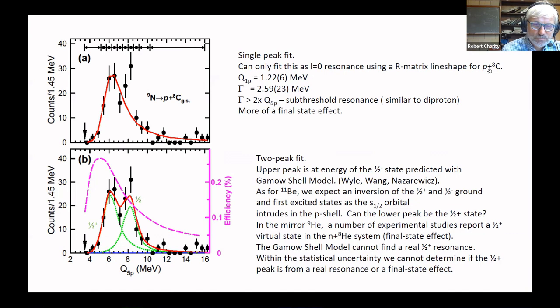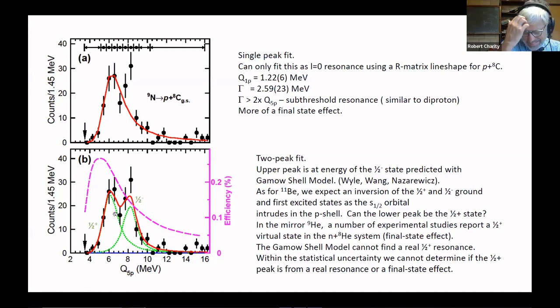Yeah. Okay. So the width is much larger than the decay energy. More than twice, in fact, the decay energy. And this really puts us in a region we call sub-threshold resonance, similar to a diproton. And so this puts this as more of a final state effect rather than a resonance. So if this is the true single peak, what's really happening, we don't think there's a nitrogen-9 state. However, it's more likely that a 2 peak fit is the correct description.